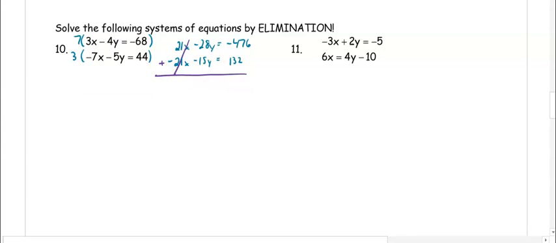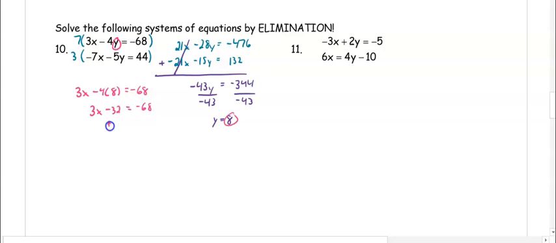When we add straight down, we get negative 43y is equal to negative 344. We divide by negative 43, we get y is 8. So now we can substitute 8 back in. So I'm going to use the first equation. 3x minus 4 times 8 equals negative 68. So we get 3x minus 32 equals negative 68. We can add 32 on both sides. So we get 3x equals negative 36. When we divide by 3, x is negative 12. So our ordered pair here would be negative 12, 8.